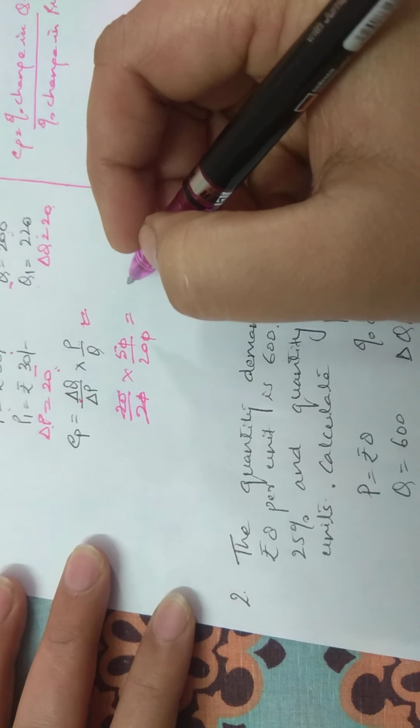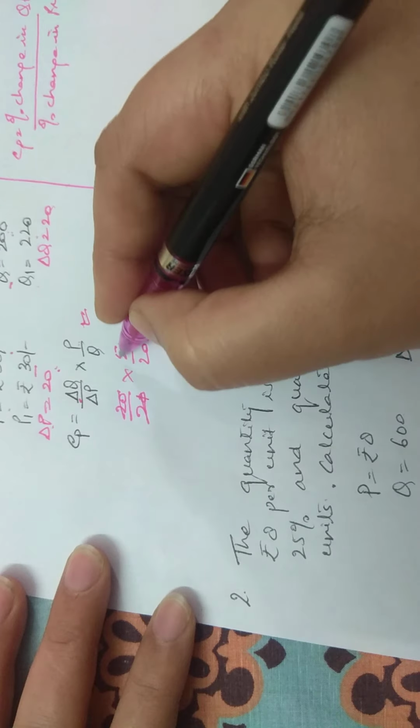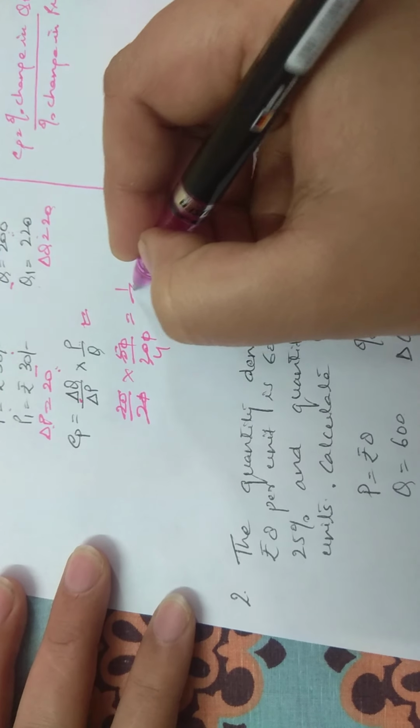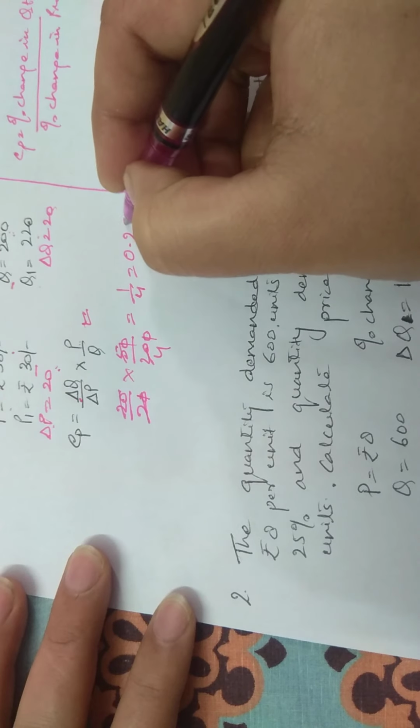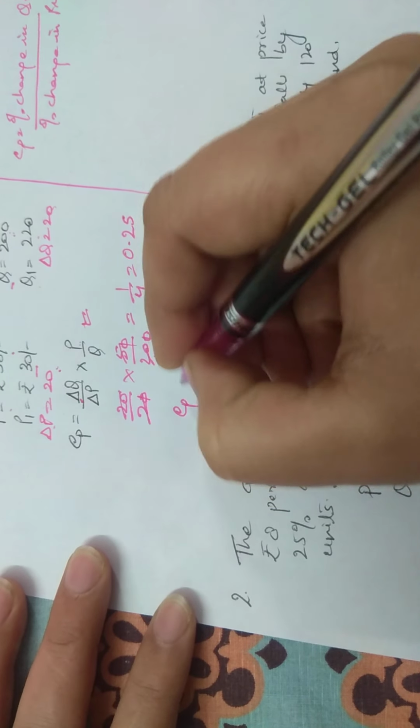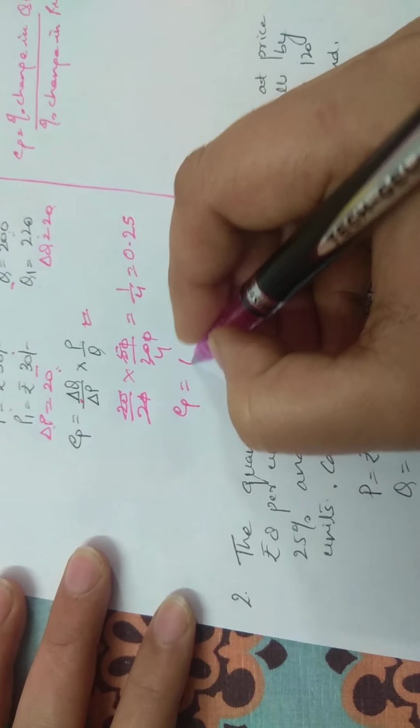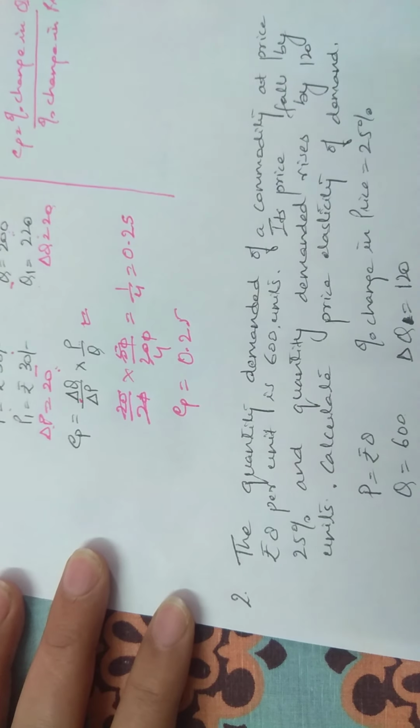This comes to 5 4s are 20, 1 upon 4, and on solving this gives us 0.25. So the price elasticity of demand in this case is 0.25.